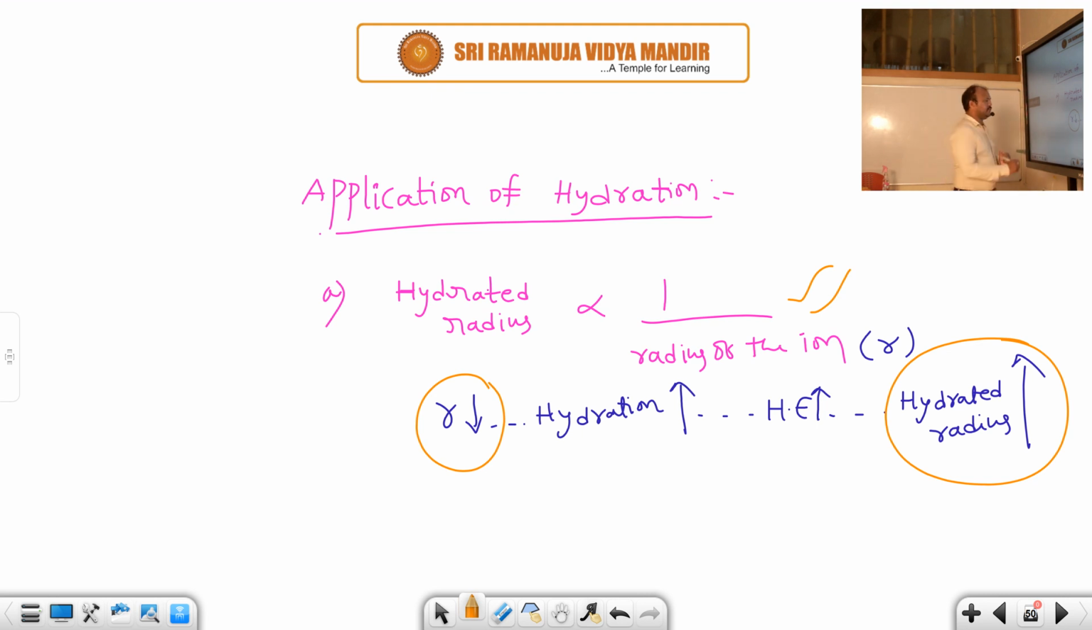You know that in the hydration process, if you take two different ions like lithium plus and cesium plus, this is a gaseous ion and this is also a gaseous ion. So lithium plus and cesium plus, first group A elements, which has the larger size? Yes, Cs plus has more radius. Now we are adding water molecules to lithium plus as well as cesium plus.